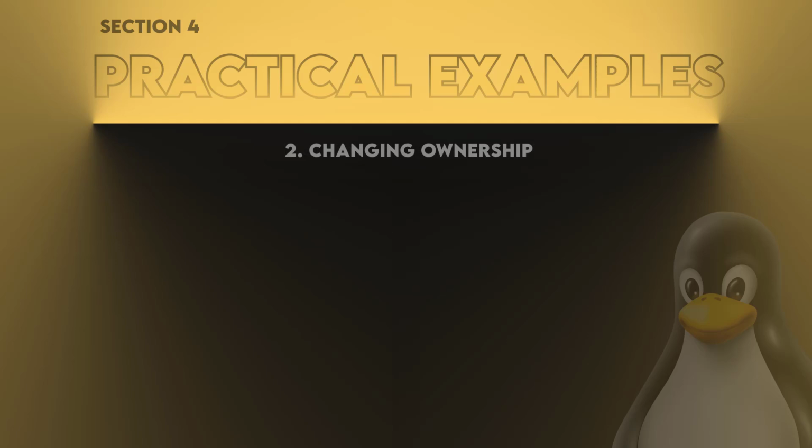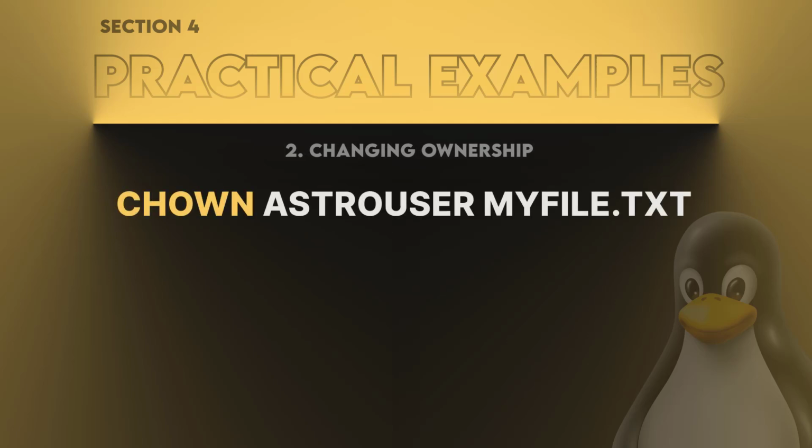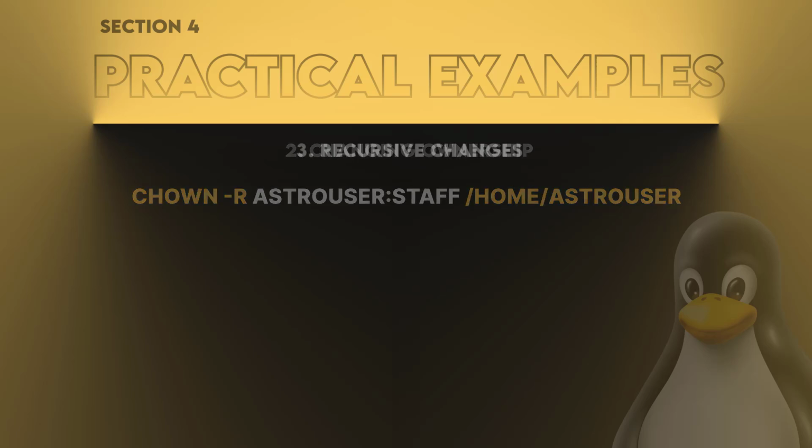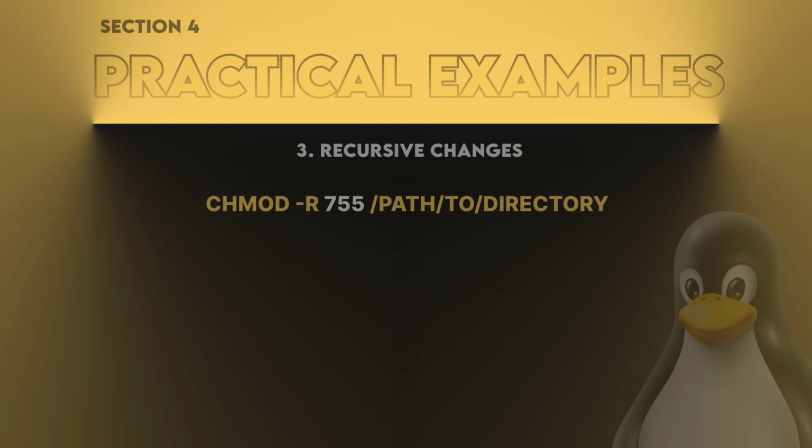Number 2, changing ownership. Using chown astrouser myfile.txt. It changes the ownership of myfile.txt from the default owner to astrouser. Or chown -R with the user and group on /home/astro-user. It changes the ownership and group of all files in /home/astro-user. And number 3, recursive changes. Using chmod -R 755 with a path to a directory, we can set the permissions read, write, execute for user, and read and execute for group and others, on all the files and directories in our path.